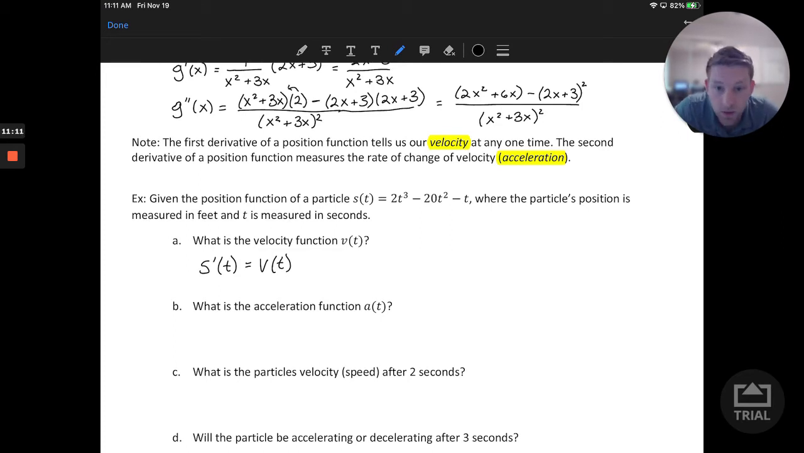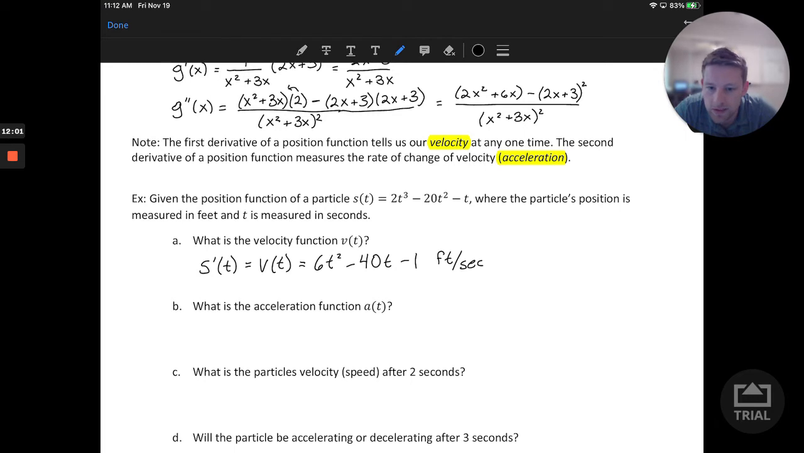So here we can just take a power rule for our s prime of t. This would be defined as, looks like 6t squared minus 40t, and then minus 1. And again, this would be measured as an output in, looks like our time is seconds and our measurement is feet. So this would be measured in feet per second if we would evaluate this. Feet per second as distance traveled over time. So that would give us the instantaneous speed or velocity at any one time for that particle.